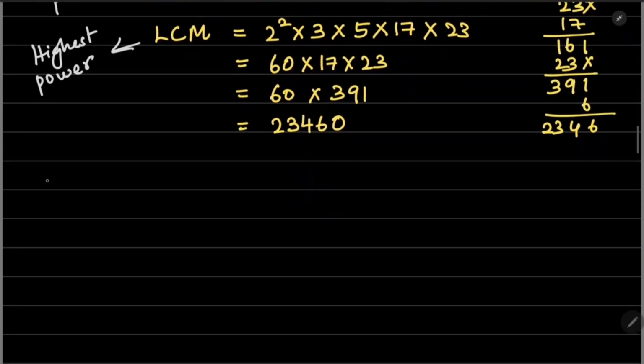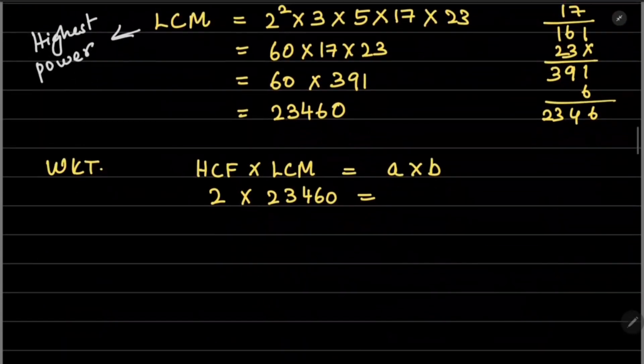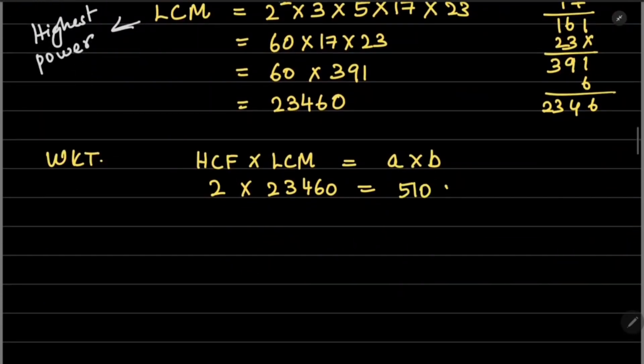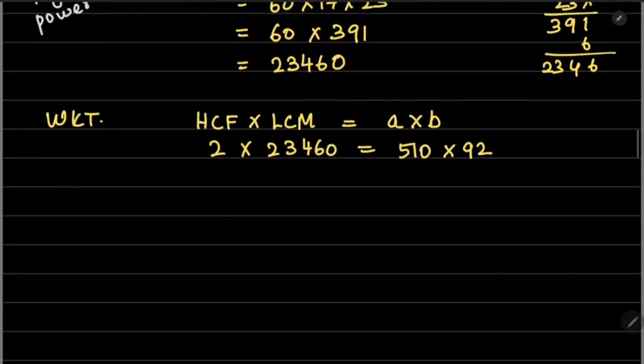Now let's verify. We know that HCF multiplied by LCM is nothing but the product of the two numbers. So what is the HCF? 2 multiplied by LCM, 23460, is equal to the product of the two numbers, which is 510 multiplied by 92.